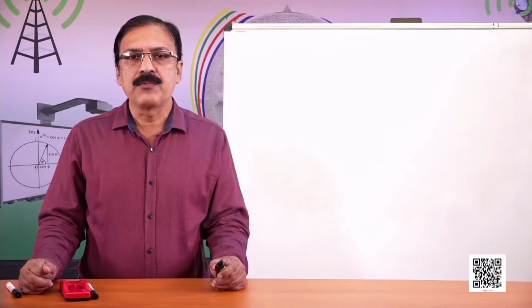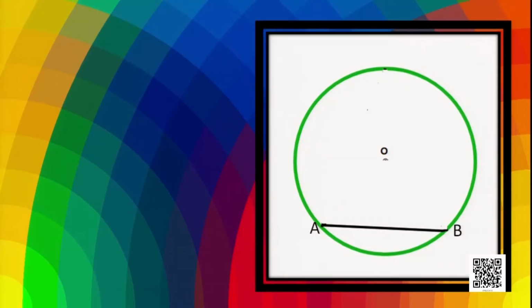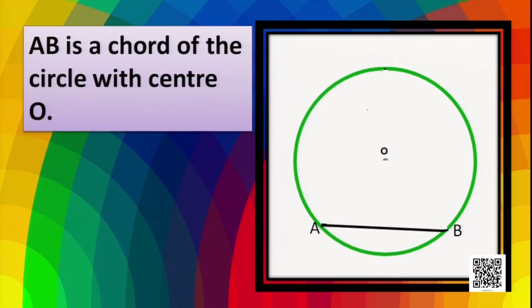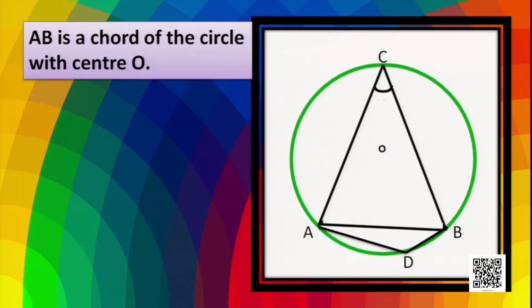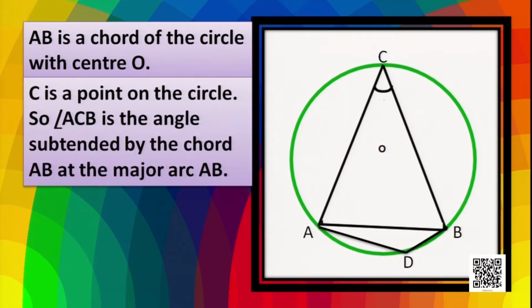Now let's come to chord. Here the figure shows that AB is a chord of the circle with center O. Now in this figure you see, apart from AB we have two more points C and D. So AB subtends angle both at C and D.